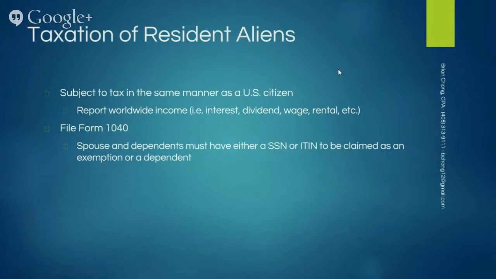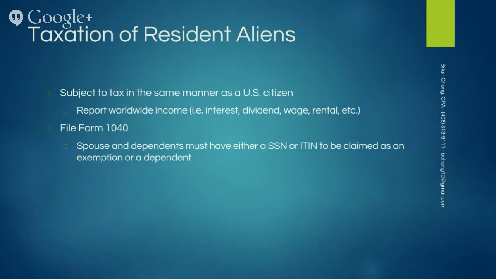Okay, so I'm going to talk about the taxation of resident aliens. Like I said, they're taxed in the same manner as U.S. citizens, and they report their worldwide income, and they get the same deductions as the U.S. citizen. And they file a Form 1040, which is pretty standard. And then they've got to remember that if they want to claim their spouse or their kids on their tax return, they've got to have either a Social Security number or a tax ID number.